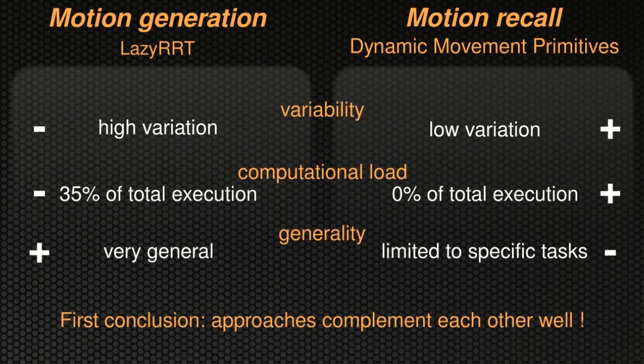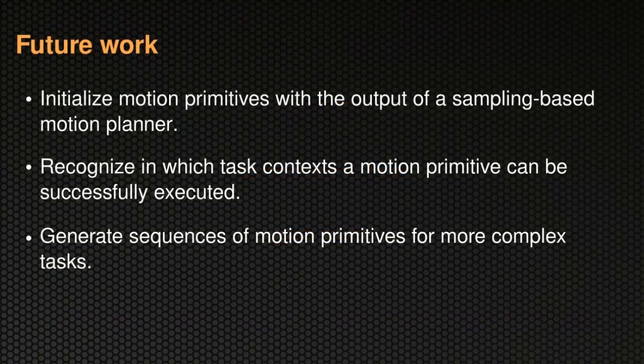In this work, we have performed an empirical quantitative analysis of the advantages of motion generation and motion recall. We have found that motion generation, as implemented with lazy RRT, leads to high variability in movement, high computational load, yet is very general. Motion recall, as implemented with dynamic movement primitives, leads to low variation, negligible computational cost, yet, by design, is limited to specific tasks. Our conclusion is therefore that these approaches complement each other well. This suggests further comparisons and the integration of both approaches for everyday mobile manipulation.